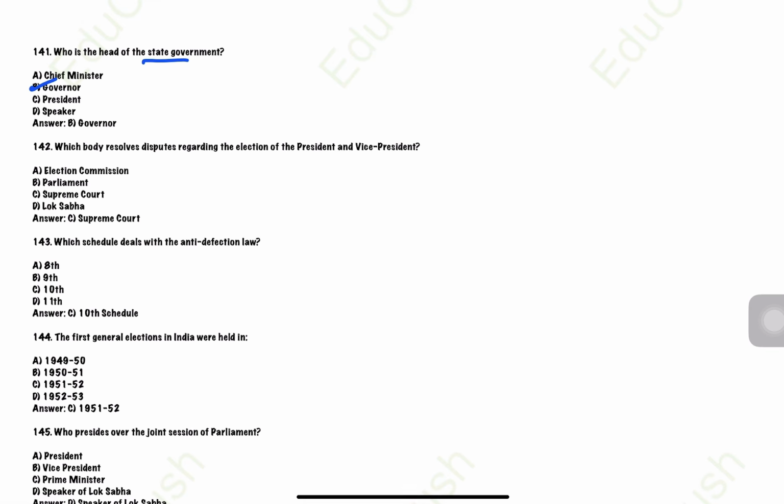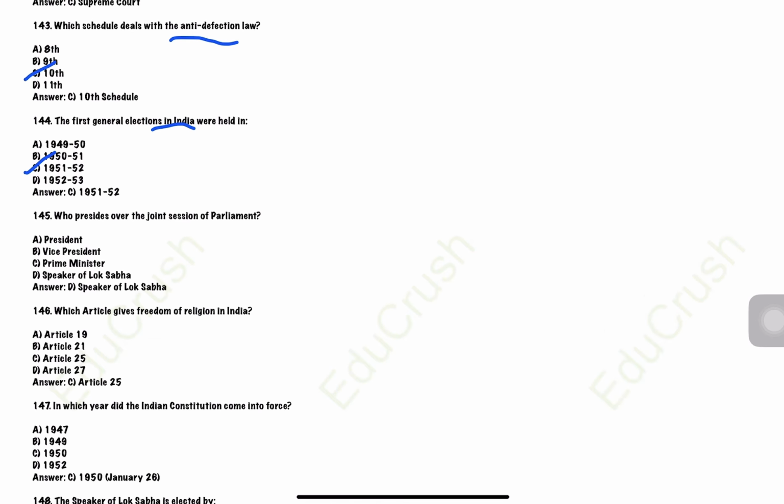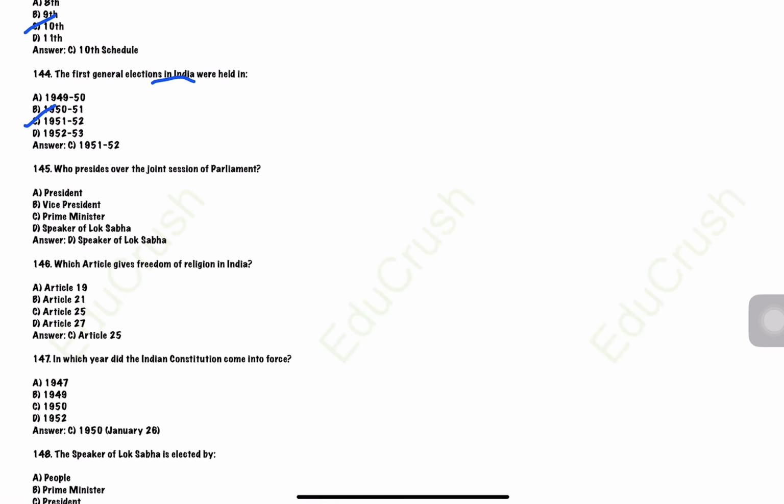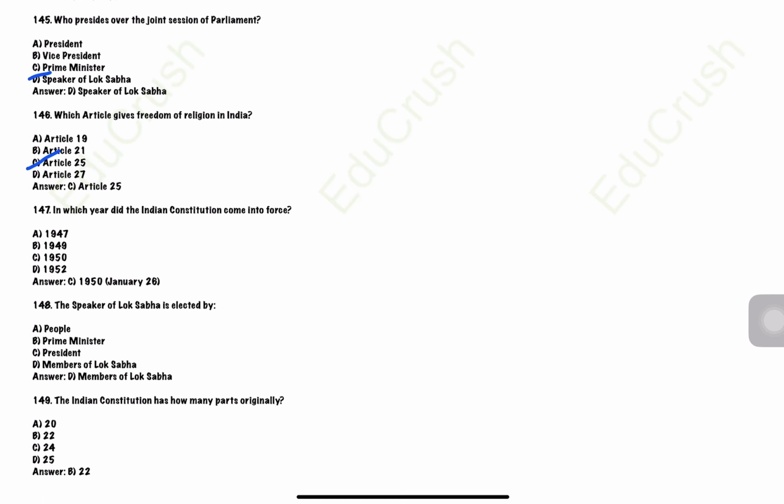Next, which body resolves disputes regarding the election of the president and vice president? Supreme Court resolves disputes regarding the election of the president and vice president. Which schedule deals with the anti-defection law? 10th schedule. The first general elections in India were held in the year 1951-52. Who presides over the joint session of Parliament? Speaker of the Lok Sabha. Which article gives freedom of religion in India? Article 25 gives the freedom of religion in India.